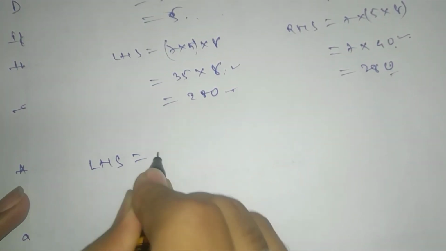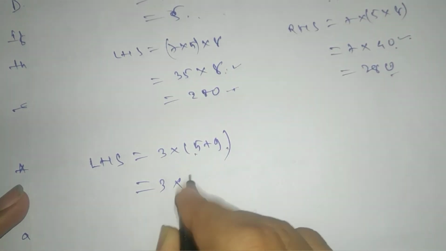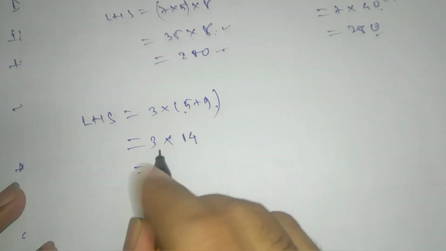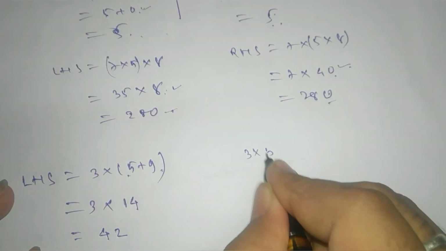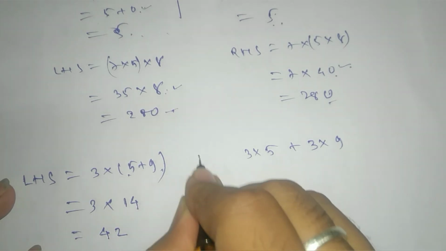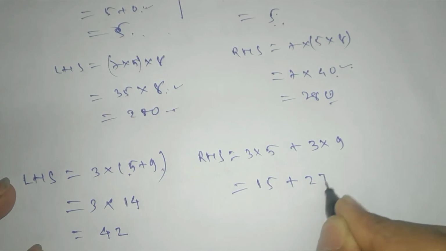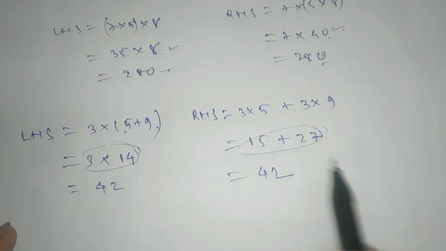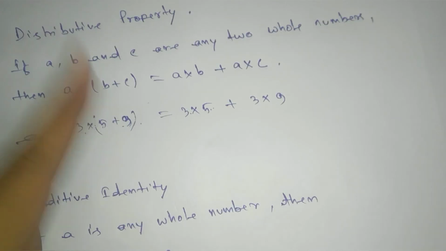We'll take the LHS. On the LHS we have 3 into 5 plus 9. Now 5 plus 9 will give you 14, and 3 times 14 gives you 42. Now 3 into 5 plus 3 into 9 is your RHS. Here we have 15 and 27, and if we add them, we get 42. Look, the intermediate steps are not the same, but the ultimate results are equal. So this is your distributive property.